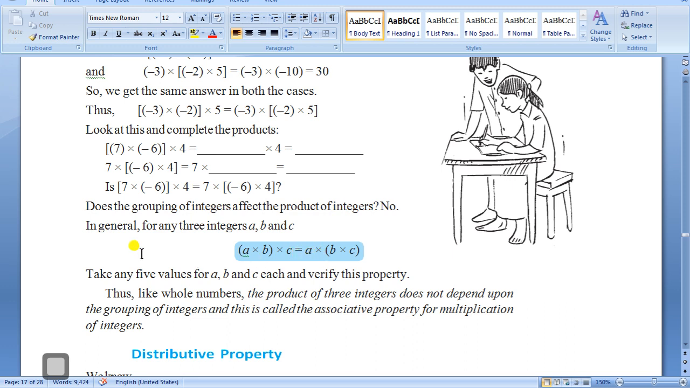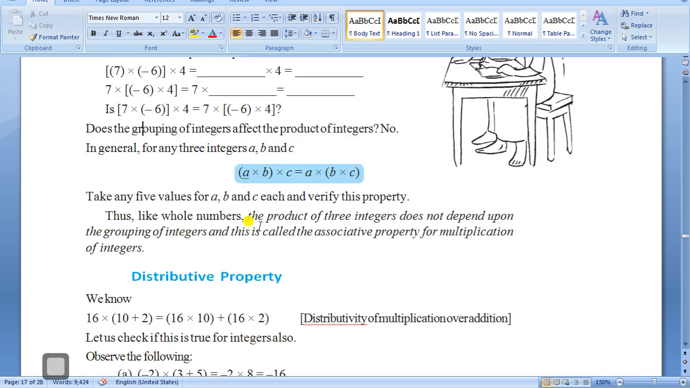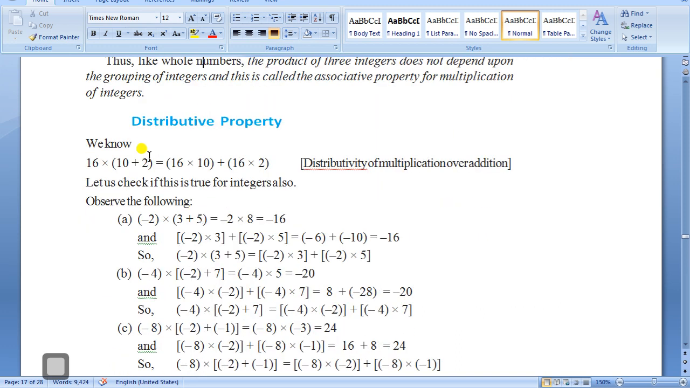In general, for any three integers a, b and c, (a × b) × c is equal to a × (b × c). Take any 5 values of a, b and c and verify this property. Thus, like whole numbers, the product of 3 integers does not depend upon the grouping of integers, and this is called the associative property for multiplication of integers.